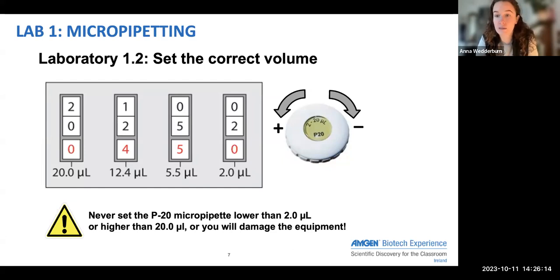Like I mentioned earlier, the plunger button on the top twists. If you twist it to the left, the volume increases, and if you twist it to the right, the volume decreases. It's really important to let your students know to never put it below 2 microliters, and never put it above 20 microliters, because it will break. And they're at least €200 each.